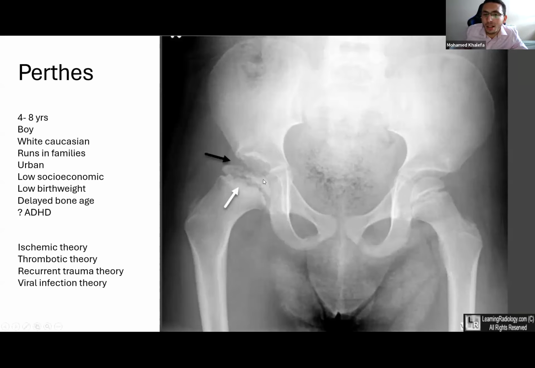If you describe it, for example, you will see this is an X-ray pelvic AP of a skeletally immature child. You can see asymmetry of the femoral head or the proximal femur. What is the asymmetry? There is a loss of height. There is a collapse. There is irregularity. There is widening of the joint space. You can say there might be some cysts. You can say there might be a crescent sign, for example.